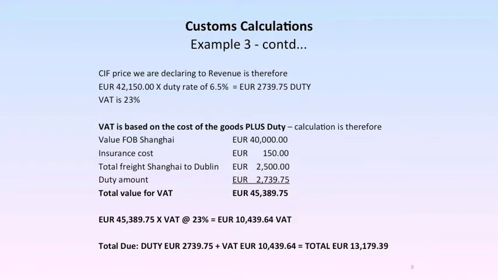So the CIF price we are declaring to Revenue is therefore €42,150 multiplied by the duty rate of 6.5%. This gives us a duty amount of €2,739.75. Now VAT is charged at 23%. It is a national tax and is based on the total freight charge to Dublin. VAT is based on the cost of the goods plus the duty amount. So it would be as follows.